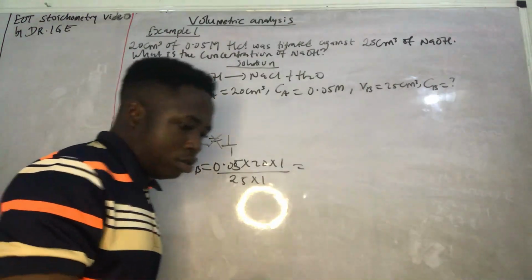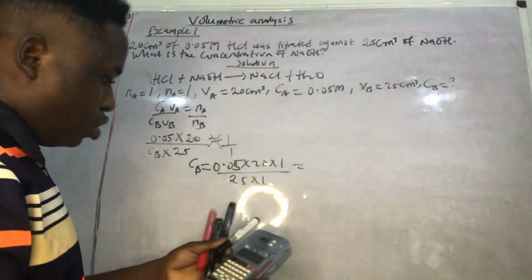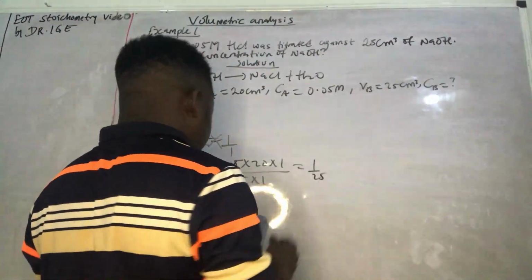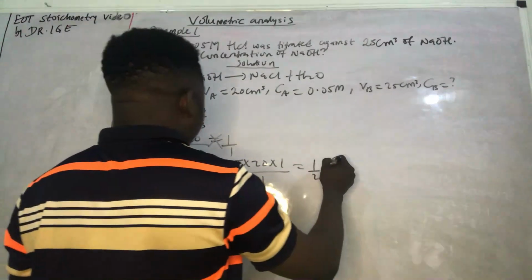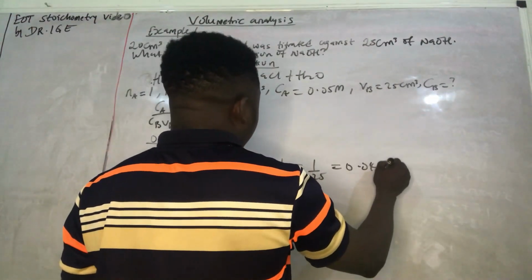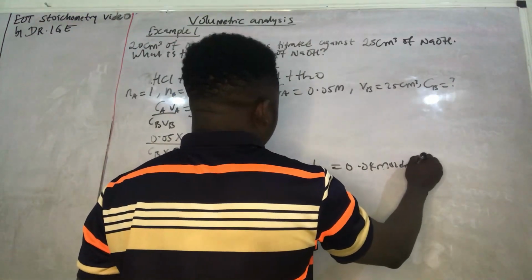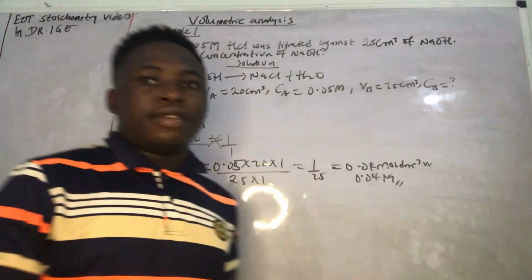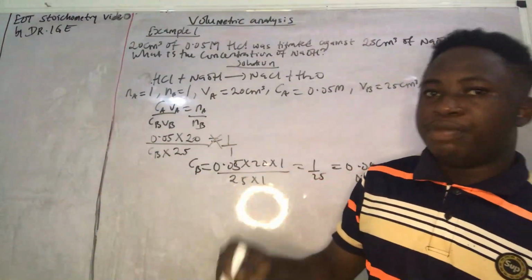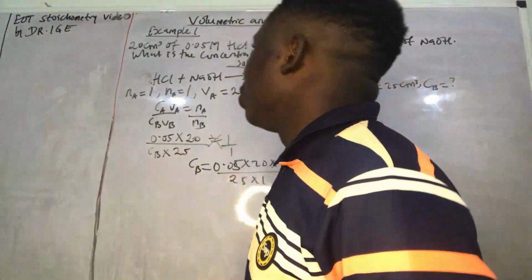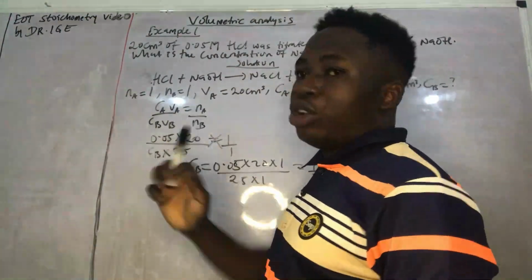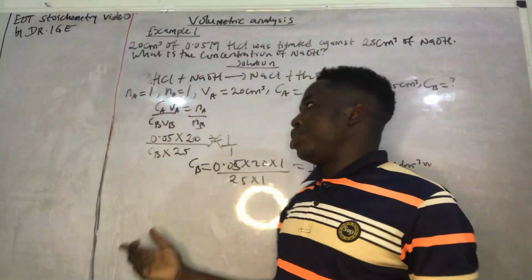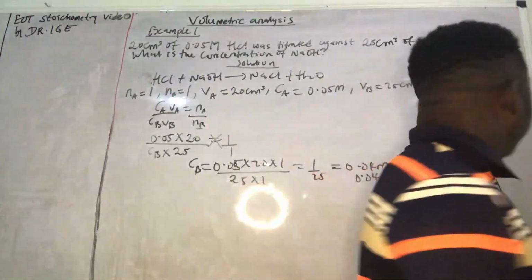So let me press my calculator. That's 0.05 times 20, that's 1, over 25. So the concentration of the base is 0.04 mole per dm cube, or you can say 0.04 M. You get the logic. Very, very simple logic. So it's just CaVa over CbVb equals Na over Nb. The thing is we can only solve for one unknown at a time, so we'll have every other thing. Now you get Na and Nb from the balanced reaction. So let's go to example 2.